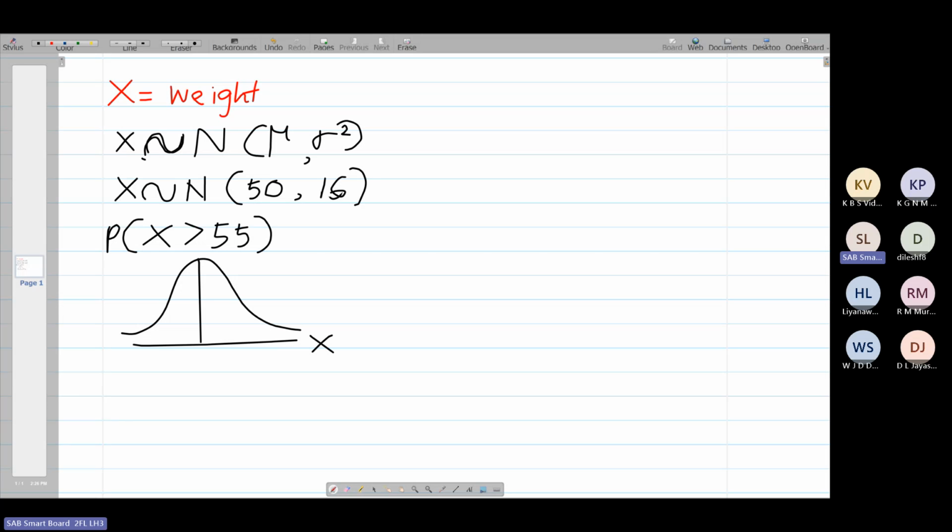50. Then we write 50. These are the information given in the question. Then what is the ask? What is the thing we need to find? X value is greater than 55. Then we find out where is the 55. Here is the 50. Then which side is it? This side. Why? 55 is greater than 50.